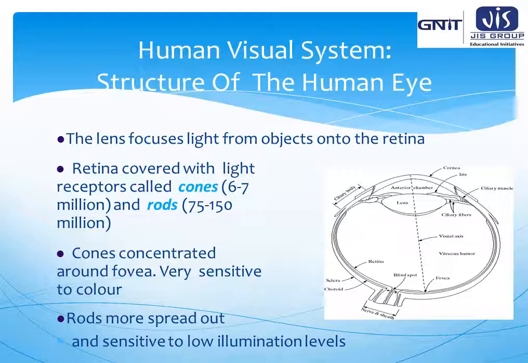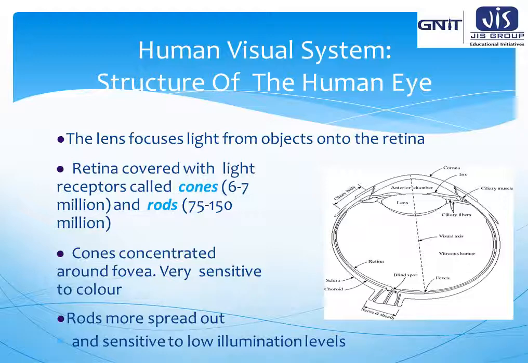Now those light receptors are called cones. There are 6 to 7 million cone cells and 75 to 150 million rod cells. These two cells, the cone cells and the rod cells, are just light receptors, and they are in the retina. Cones are concentrated around the fovea and are very sensitive to color.